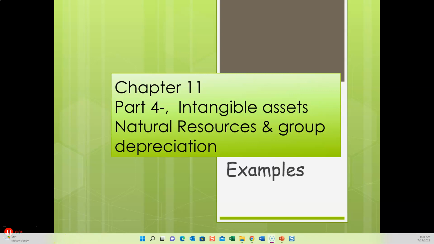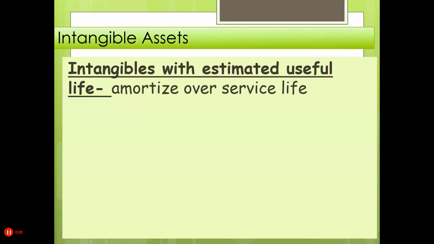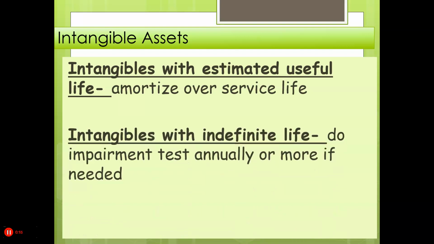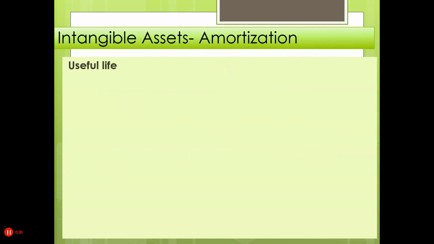Chapter 11, Part 4, we're going to look at intangible assets, natural resources, and group depreciation. So, intangible assets with estimated useful life are amortized over their service life. Intangible assets with indefinite life we have to do an impairment test annually or more if needed.